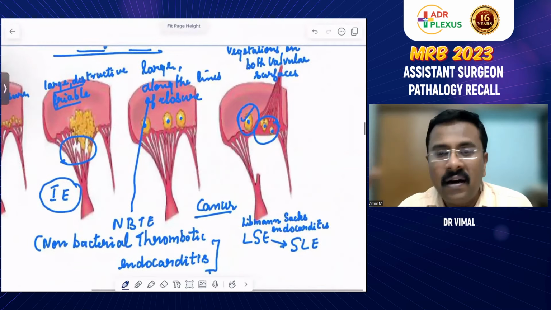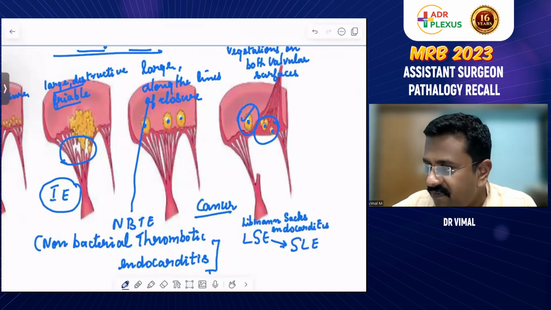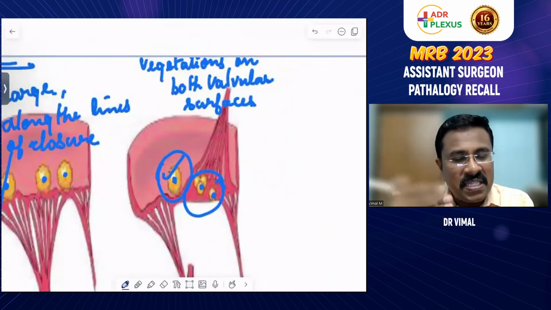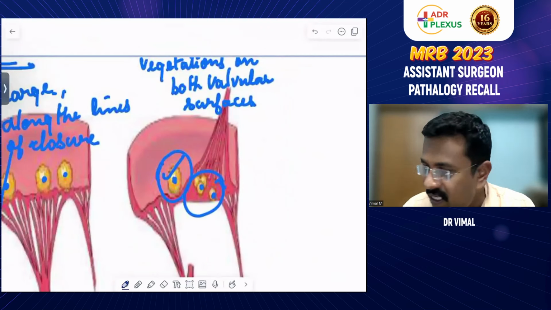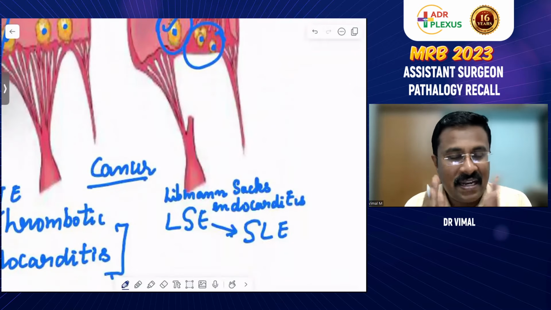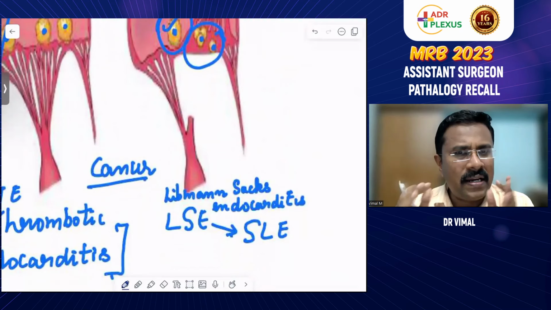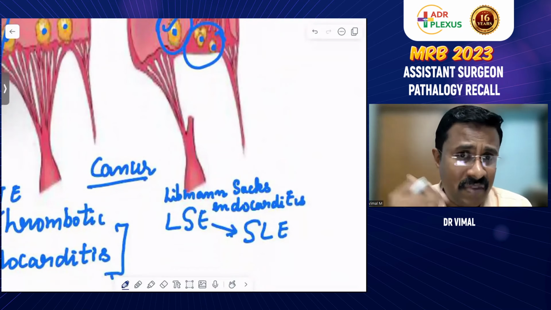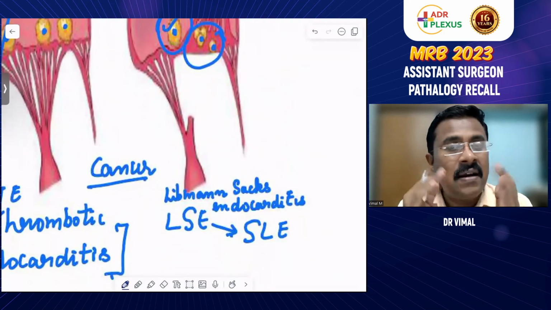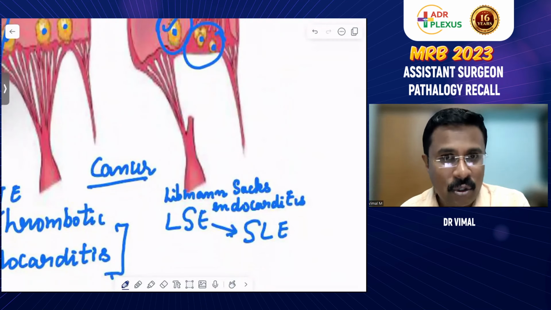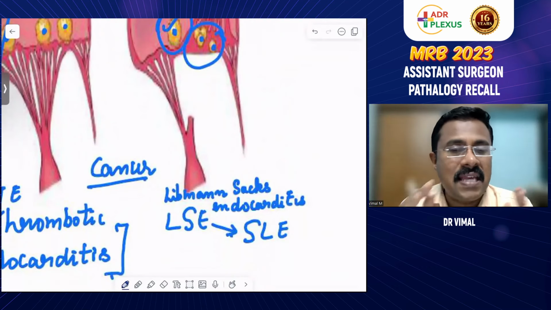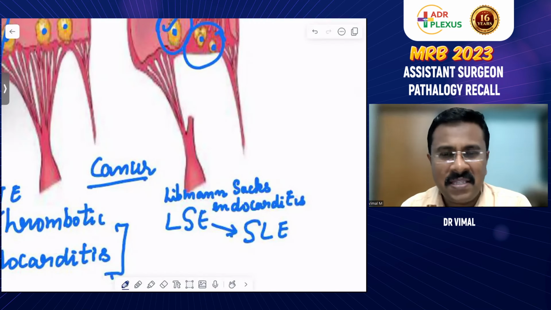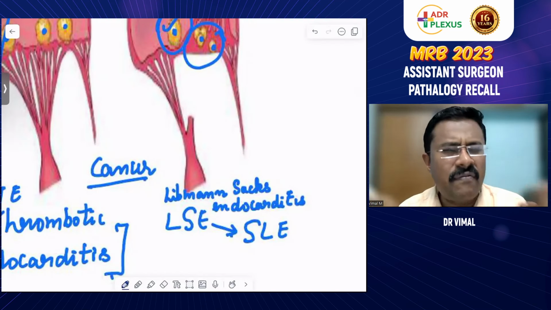Then see here, guys, when the vegetations are seen on both surfaces of the valve, you can think of the condition called Libman-Sacks endocarditis. The vegetations occur on both sides of the valves. And also please remember, what I used to tell in class, LSE, Libman-Sacks endocarditis, is seen in SLE, systemic lupus erythematosus. Yes, these are the main four vegetations we have to remember for any kind of exam.